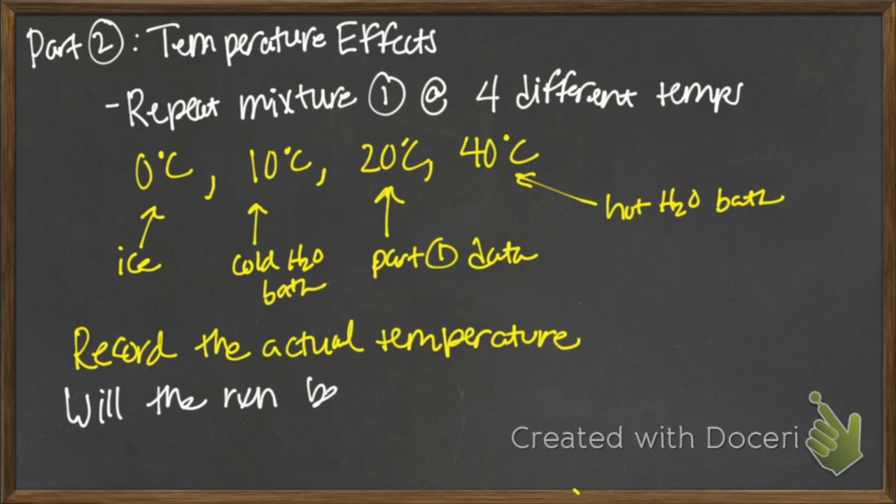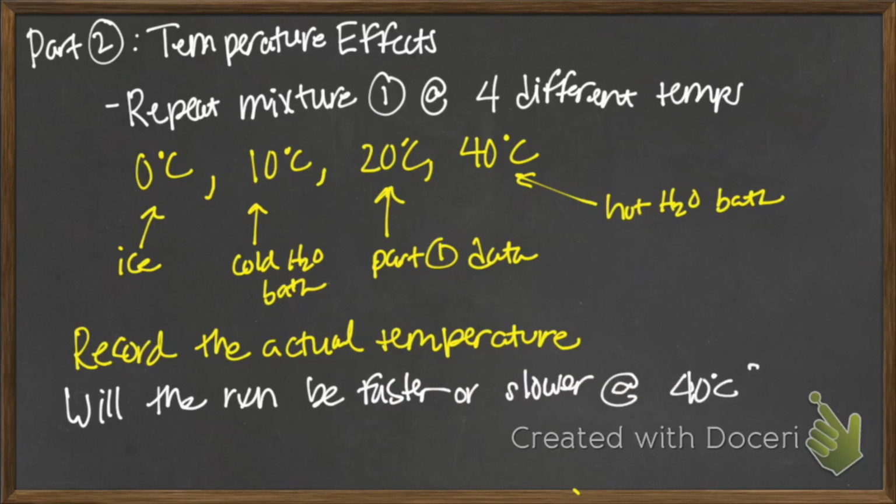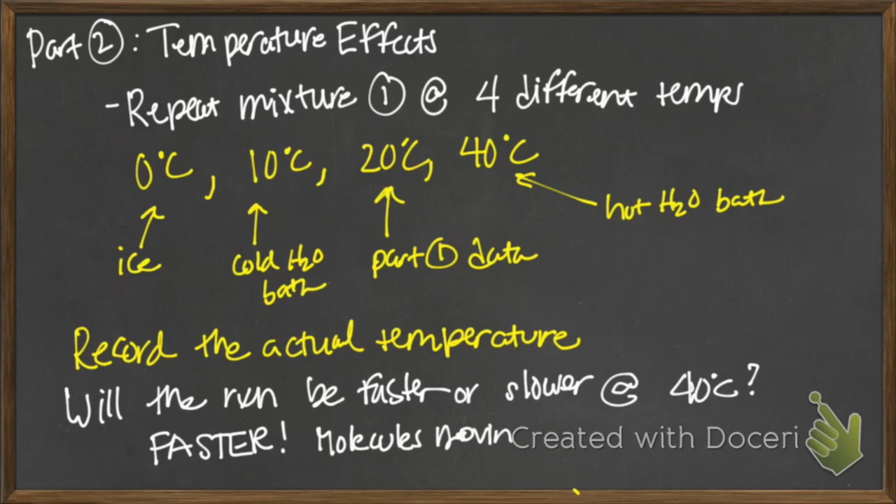So here's a question. Will the reaction be faster or slower at 40 degrees C? So if we compare it to 0, 10, and 20, is it going to be faster or slower at that highest temperature? Okay, so what did you answer? Hopefully you answered faster, right? The molecules are moving faster at that higher temperature. They have more kinetic energy, so there's more collisions, and we can form more products. Okay, so we should expect a faster rate at 40 degrees.